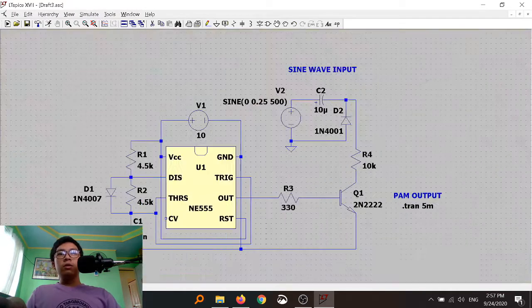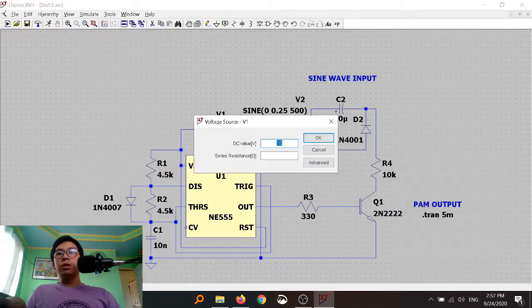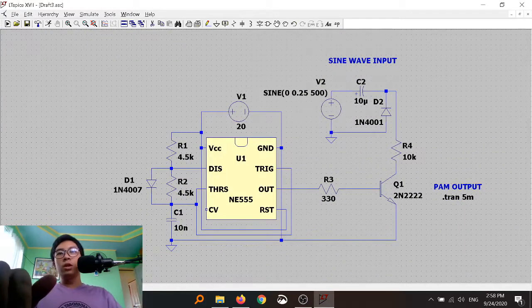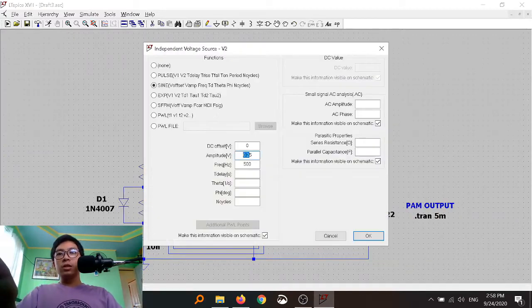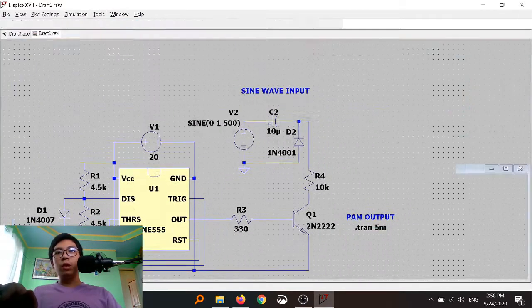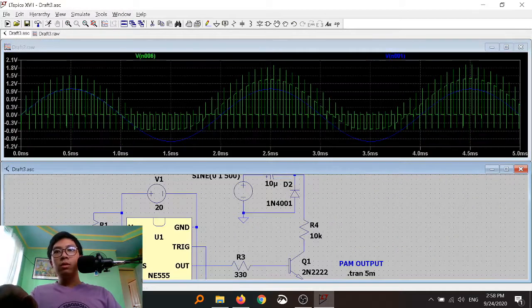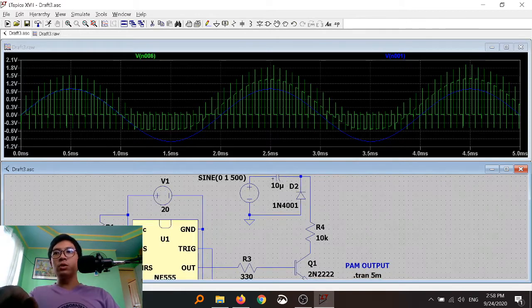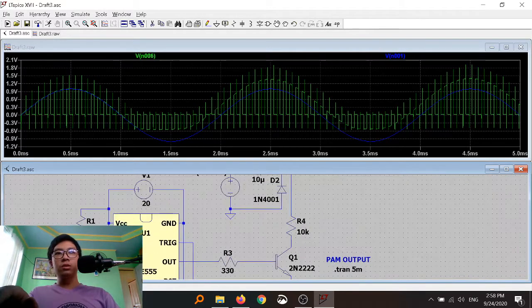And if we manipulate our DC value here, so let's get that back to 1 volt. If we run it, you can see that it almost traces the wave perfectly. Well, it traced the positive half cycle perfectly, but the negative half cycle is not traced very well.